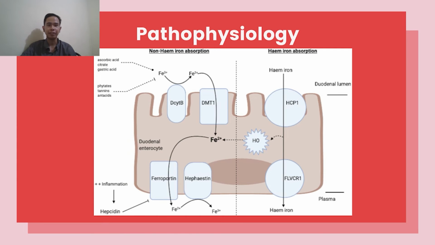I will be explaining about the pathophysiology. There are two types of dietary iron, heme iron and non-heme iron.